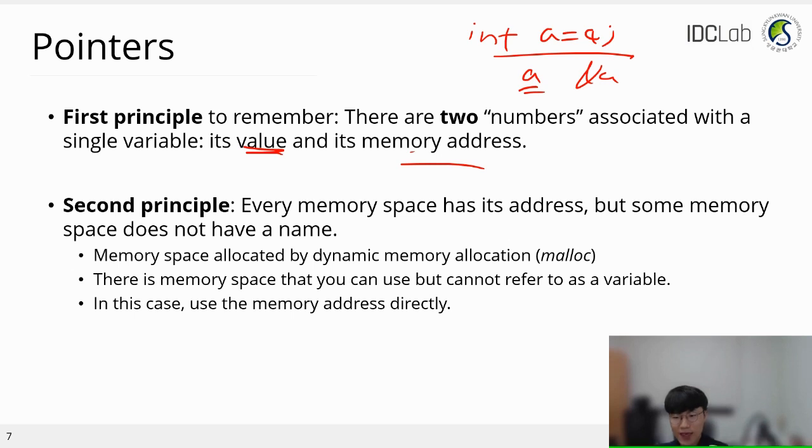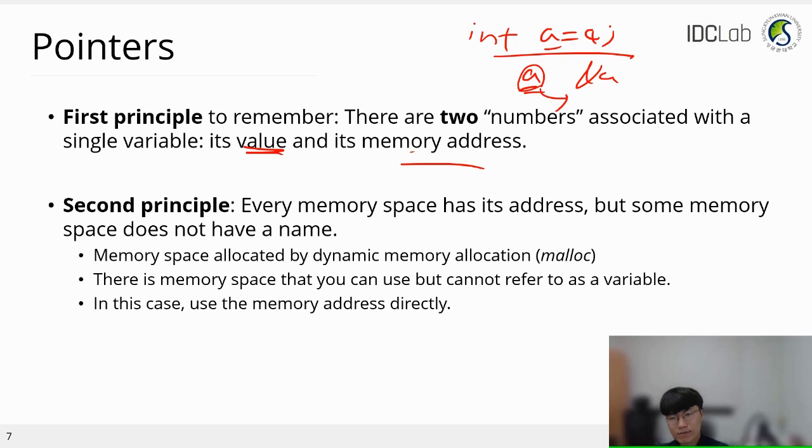But the name A is convenient, right? Because it hides its memory address. But actually, this name is translated to the raw memory address, which is done by a compiler. A compiler is a special program that does this job.